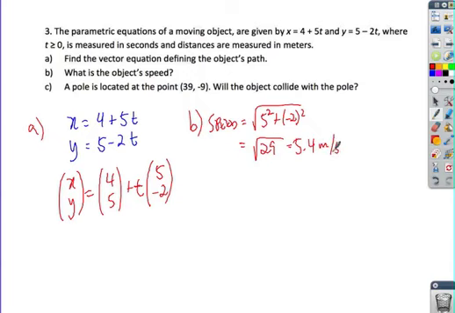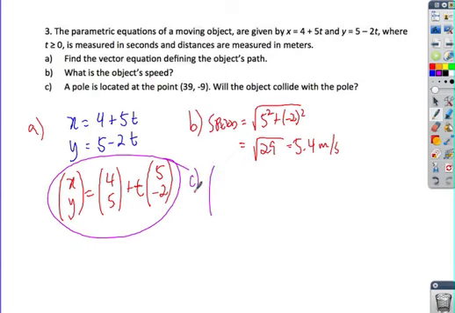And now here's the classic type of question that you might be asked. It says a pole is located at the point (39, -9). Will the object collide with the pole? So now what we're going to do is use the vector equation of the line, the one that we wrote here. Really what we're finding out is if (39, -9) is a point on this line. The idea we're going to use is that the general position vector r can be represented by any point on the line. So I'm going to put this point that I'm interested in in for r, or for xy. So it would look like this.